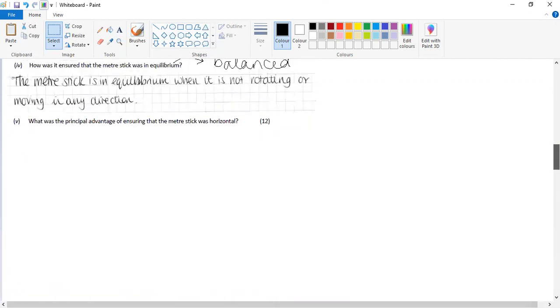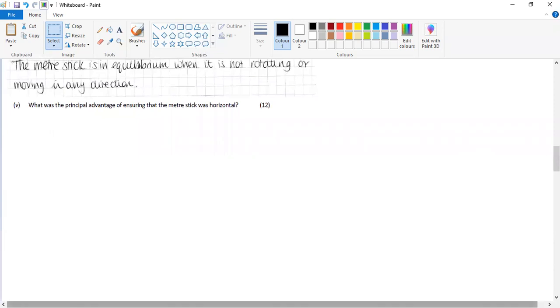So let's see. The principal advantage of ensuring that the meter stick was horizontal would be that when it's horizontal, the weights and balances are applied directly perpendicular, okay?